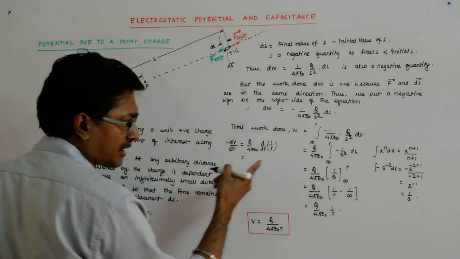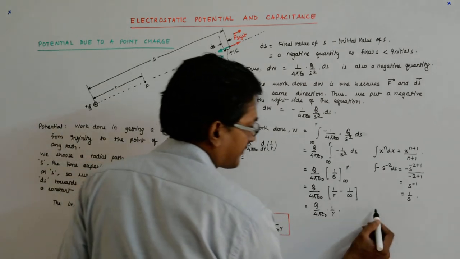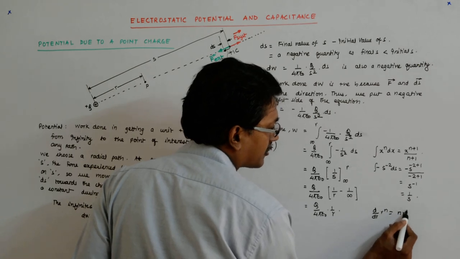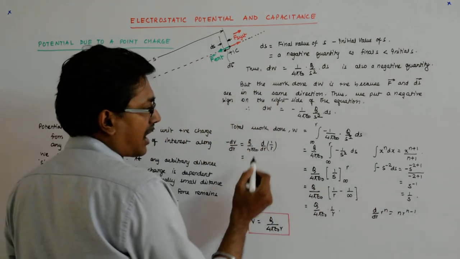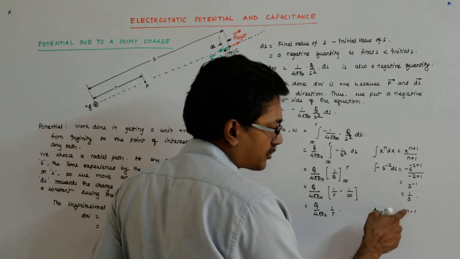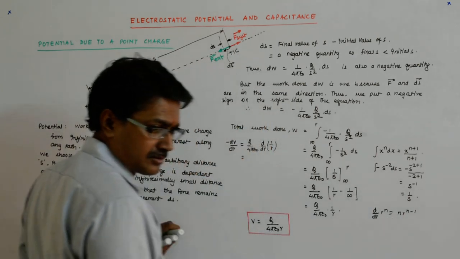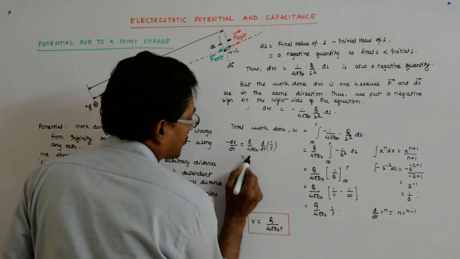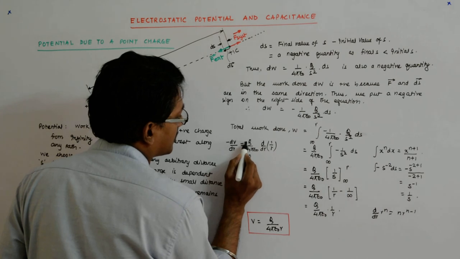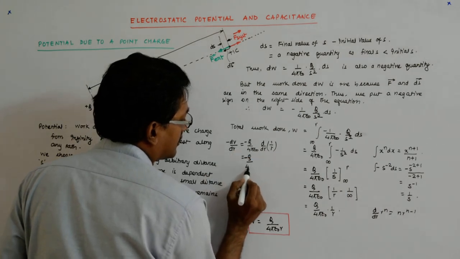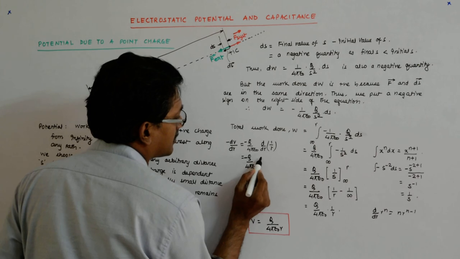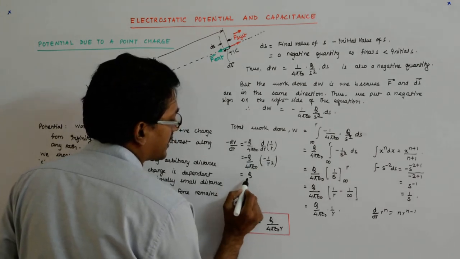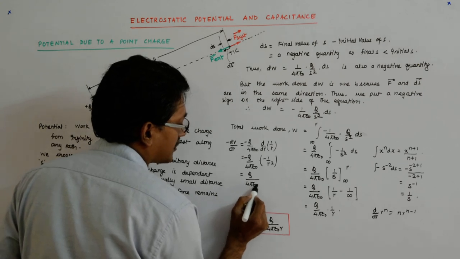This is r to the power minus 1, no? d dr of r to the power n is n r to the power n minus 1. So it was r to the power minus 1, so it is minus 1 into r to the power minus 1 minus 1. So it is minus r to the power minus 2, which is minus 1 by r square. So it is q upon 4 pi epsilon naught into minus 1 upon r square, which becomes q upon 4 pi epsilon naught r square.